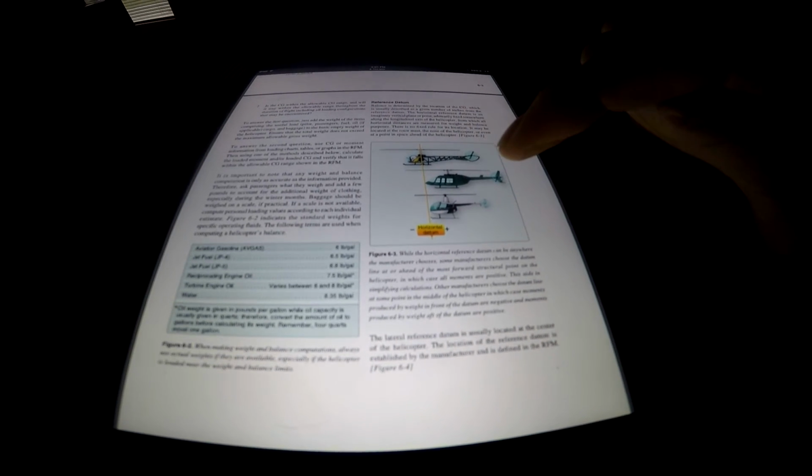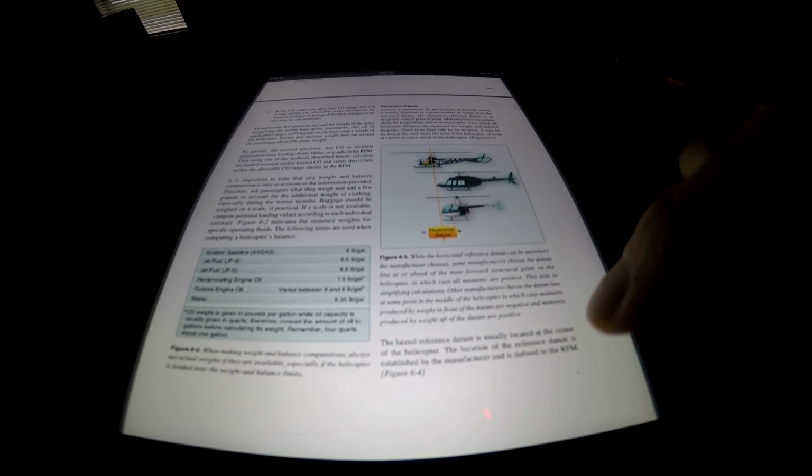While the horizontal reference datum can be anywhere the manufacturer chooses, some manufacturers choose the datum line at or ahead of the mast or forward structural point on the helicopter, in which case all moments are positive. This aids in simplifying calculations. Other manufacturers choose the datum line at some point in the middle of the helicopter, in which case moments produced by weights in front of the datum are negative and moments produced by weight after the datum are positive. The lateral reference datum is usually located at the center of the helicopter. The location of the reference datum is established by the manufacturer as defined by the RFM.